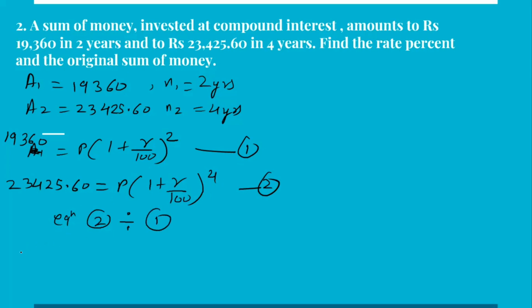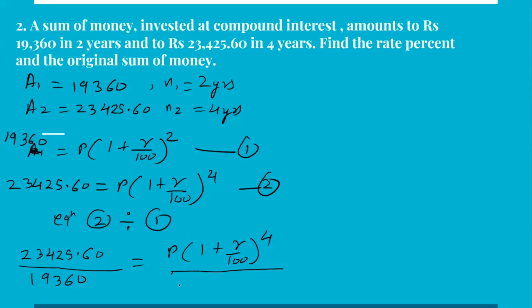On doing that, we get 23,425 rupees and 60 paisa divided by 19,360 is equal to P(1 + R/100)^4 divided by P(1 + R/100)^2. Now we know that A^M divided by A^N is equal to A^(M minus N). So this becomes (1 + R/100)^(4 minus 2), which is 2. Is this clear up to here?